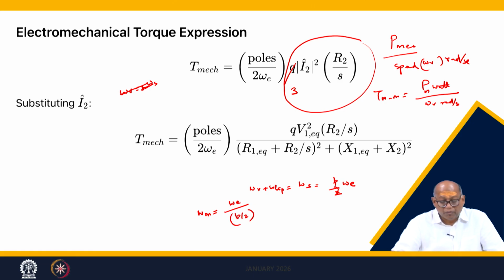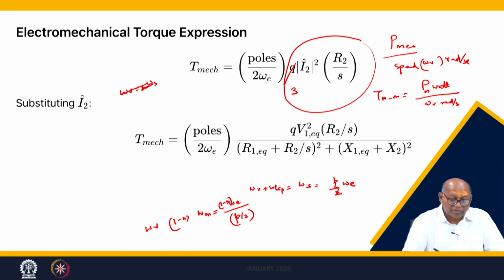Alright, the number of pole pairs. If the P is equal to 2, then it is the same, but if P is equal to 4, it will be half of the electrical speed. And if this is synchronous speed, then if you multiply 1 minus s, that becomes the actual rotor speed in radian per second.